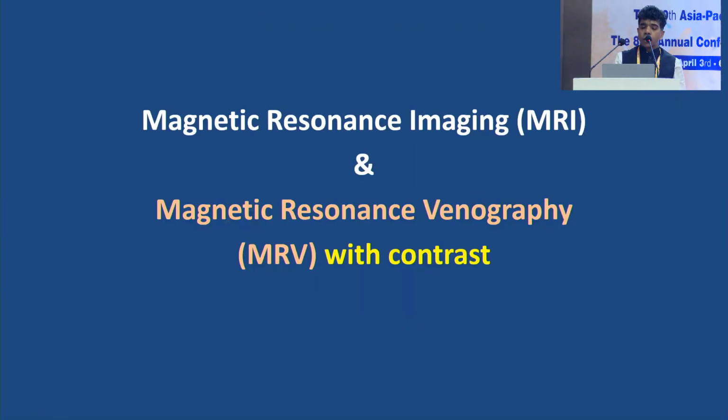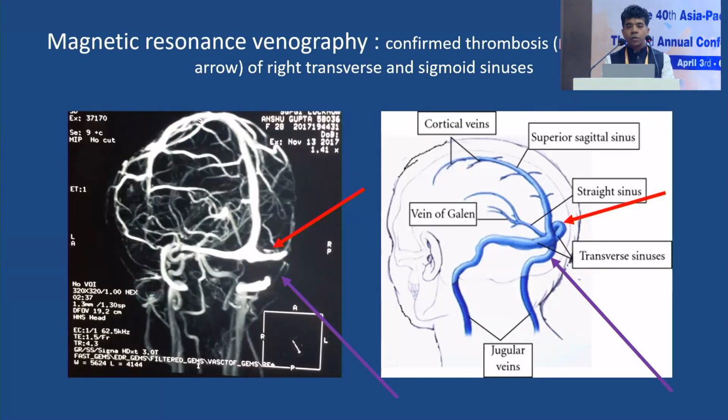So MRI, MRV with contrast was ordered. This contrast is very important. MRV with contrast, because in plain MRV you don't inject any contrast. Contrast is injected to rule out something else, that means the external compression or the internal compression of the transverse sinus. That is the role of the contrast.